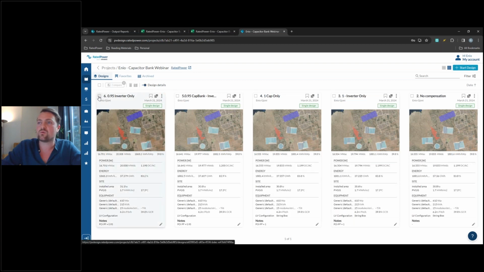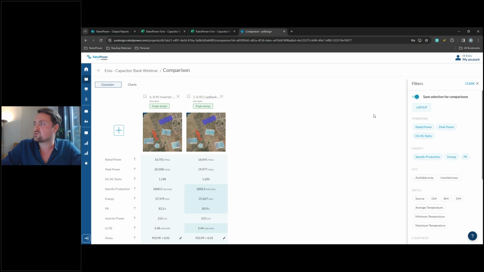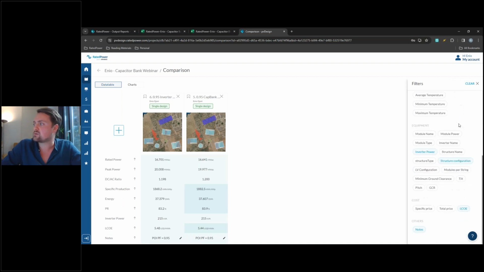Basically, what we can do is choose two of our designs. In this case, I'm choosing designs that have the power factor requirement at the same level, 0.95 at the point of interconnection, but they use different strategies. The first design will use the inverters only, and the second design will use a combination of capacitor bank plus inverter. If we go to the comparison tool, we can choose different KPIs to compare.